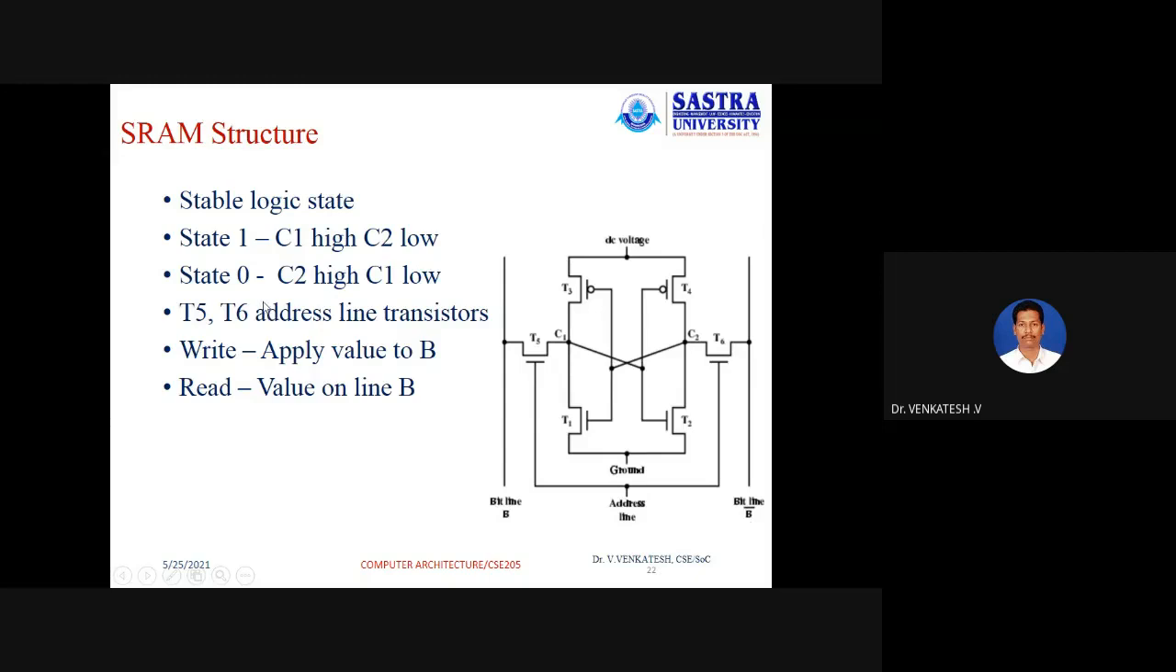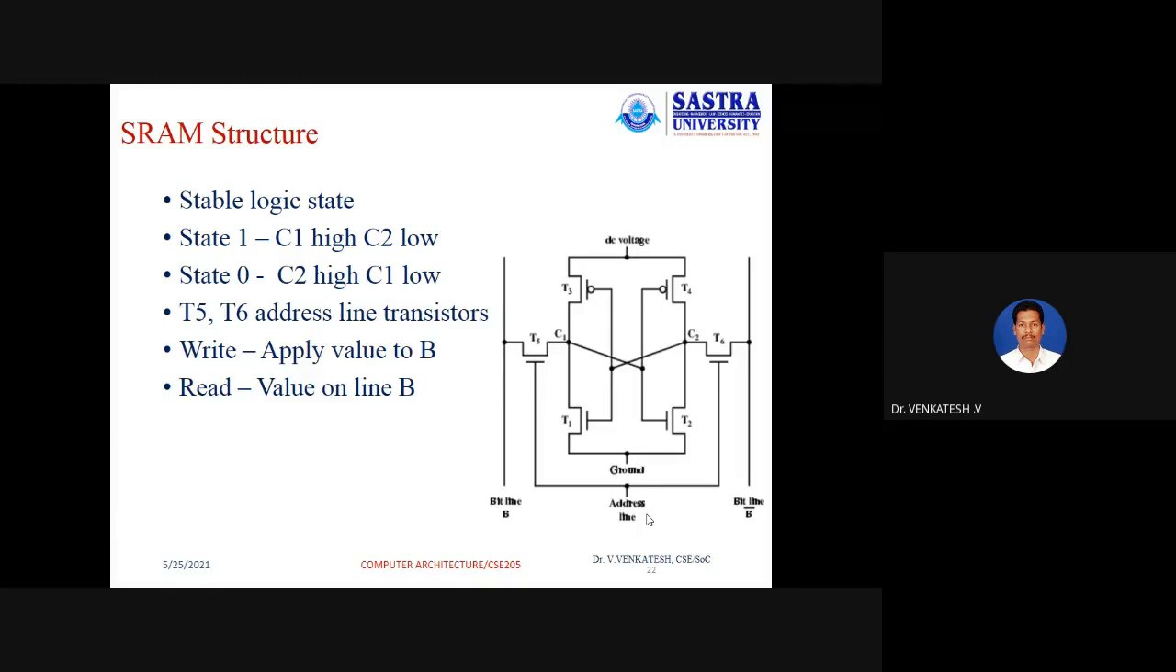If it is going to be 0, then I will get 0 and 1, and automatically the inverter makes C2 high and C1 low. Similarly, I have address line transistors also. T5 and T6 will have the address lines. The address line will be given the value 0 or 1, and according to that I will fetch that particular value, and I will apply a value to B and the complementary value on B bar.